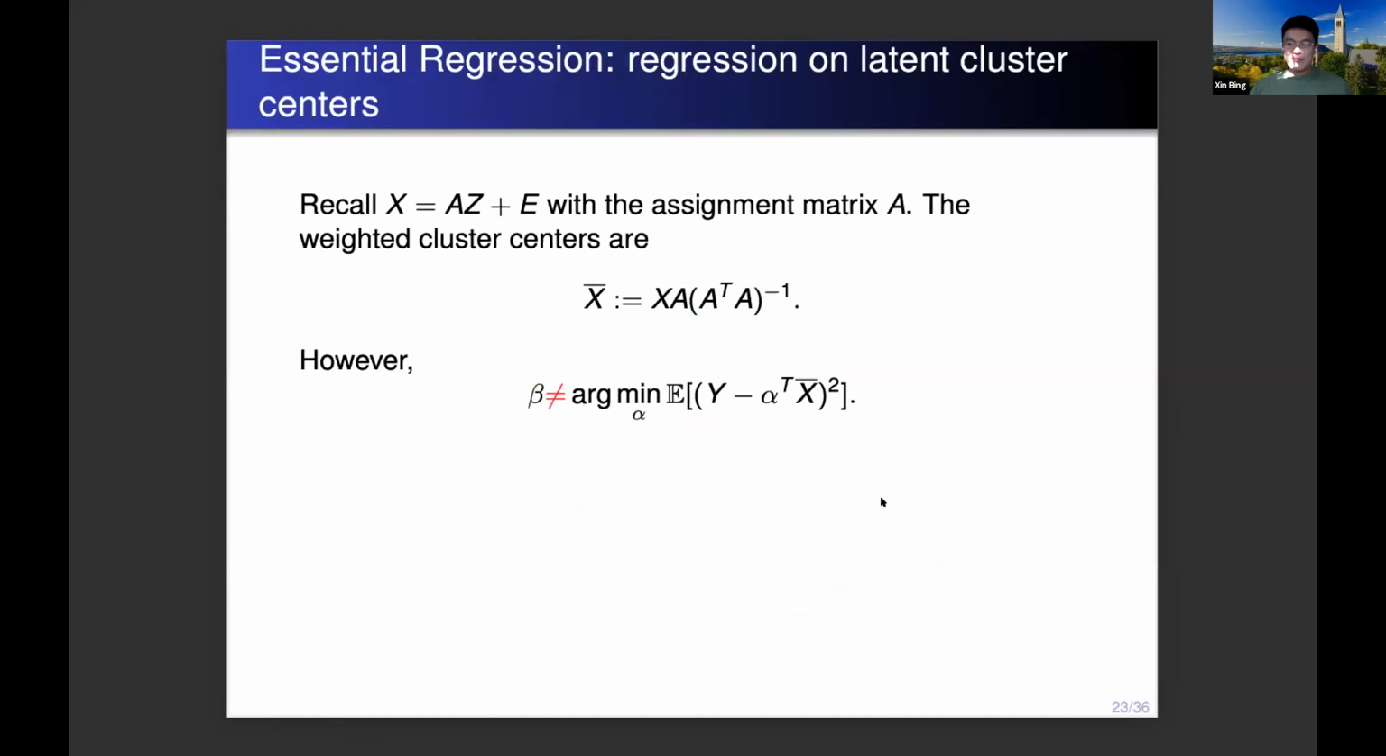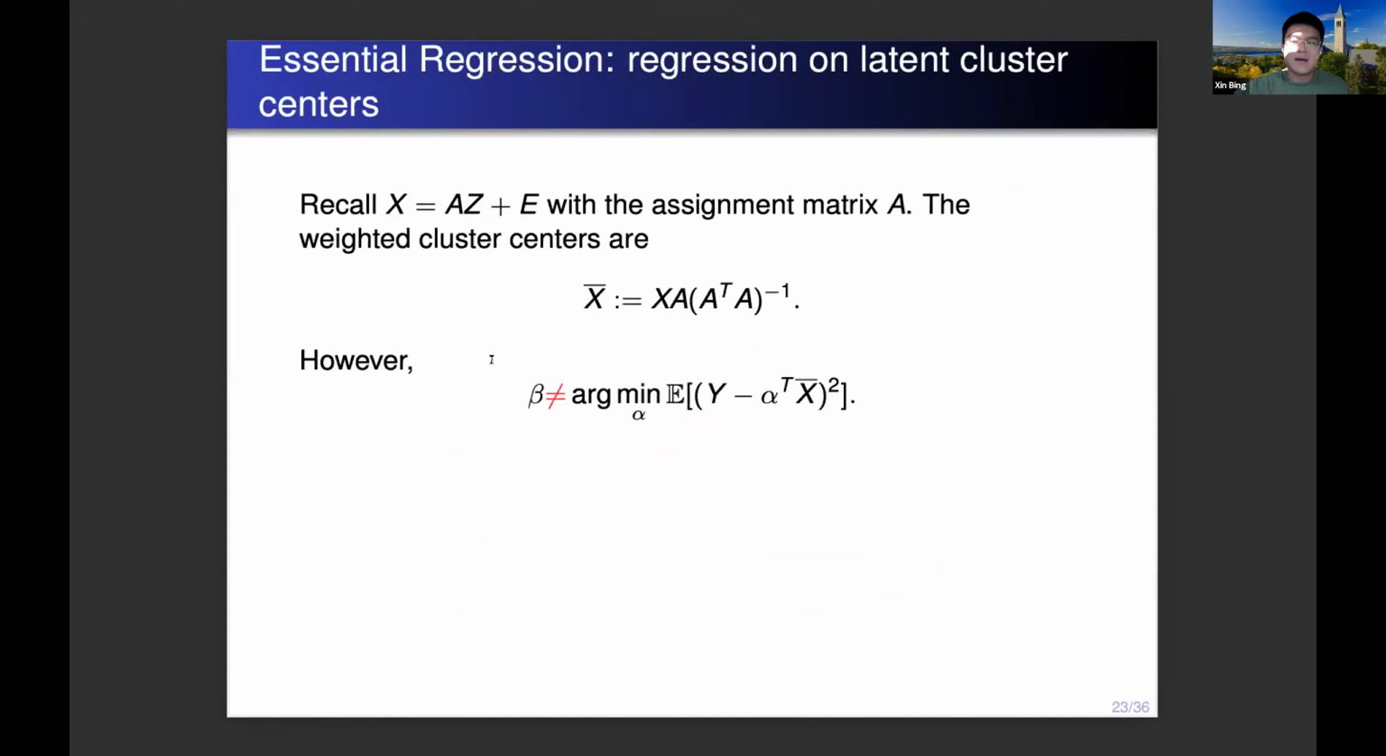Okay, so before ending the talk, I want to mention another interpretation of the essential regression. It can be treated as a regression on latent cluster centers. So recall that we have the following linear model where the matrix A is the assignment matrix. So intuitively, this X bar, denoted as the following, can be treated as the weighted cluster centers.